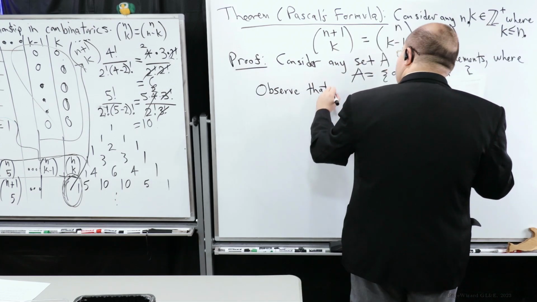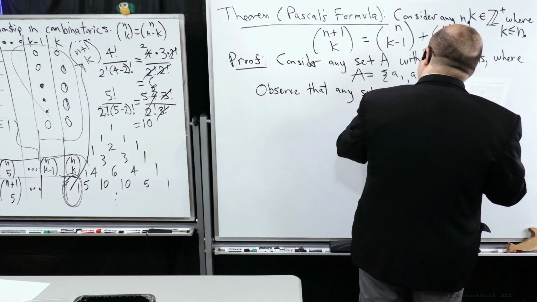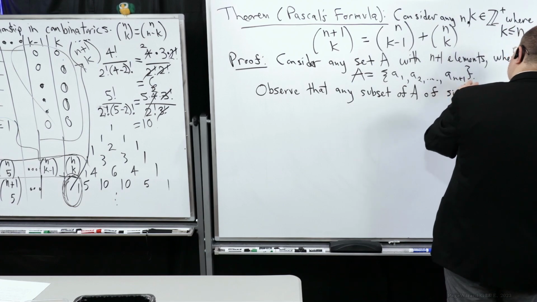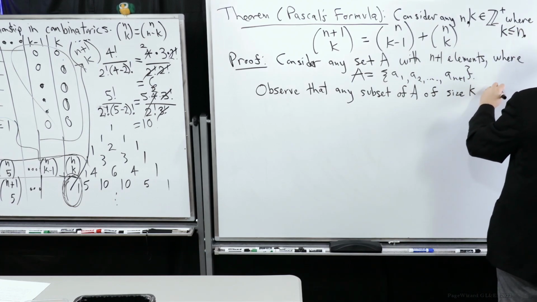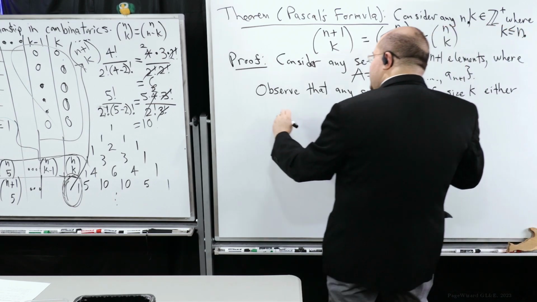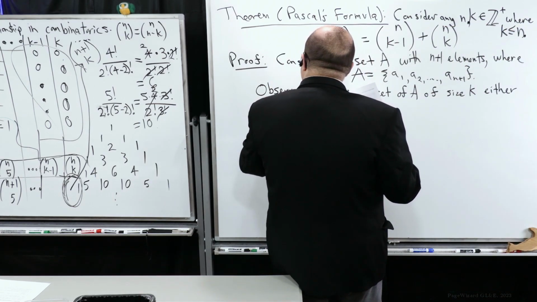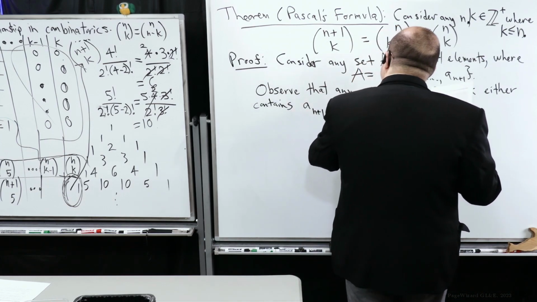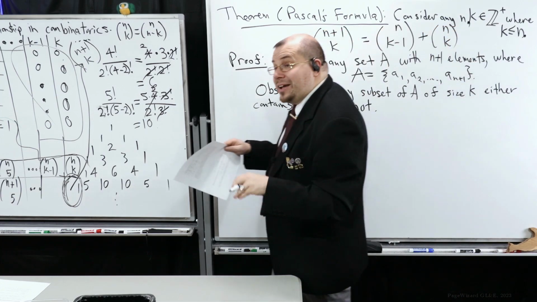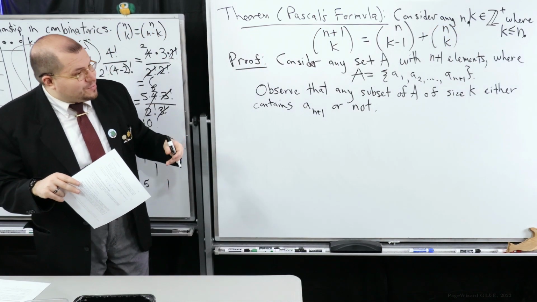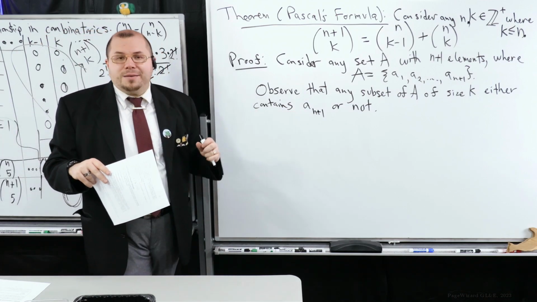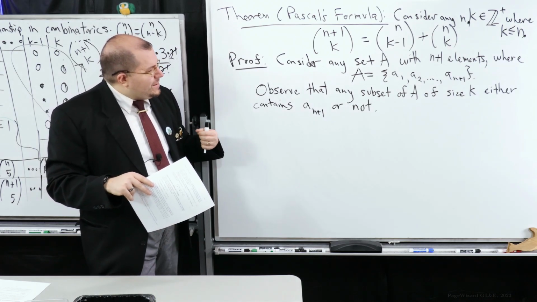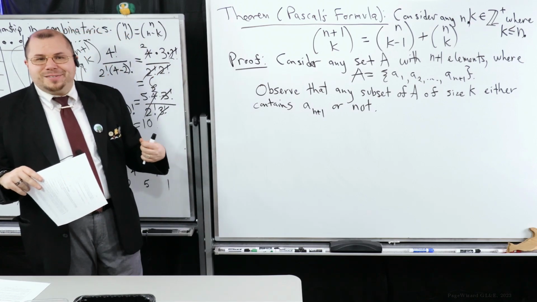Observe that any subset of A of size k either contains a_{n+1} or not. Those are only two possibilities if I fix one of the elements. In this case, I'm going to use the last one. So it's either going to contain a_{n+1} or it isn't. So those are the only two possibilities, right?